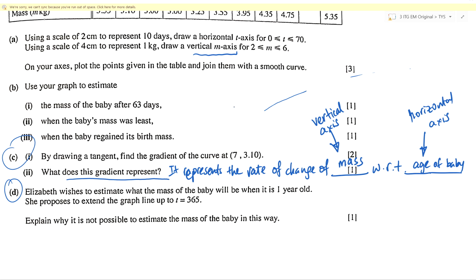So now our job is to use this logic and put it in words. As long as you give us something that is reasonable, it will be accepted. You'll be given a mark. So here, the explanation given in the worked solution is that it is not reliable, as the relationship between M and T may be very different, since 365 is much larger than 70. So this is one of the acceptable reasons.